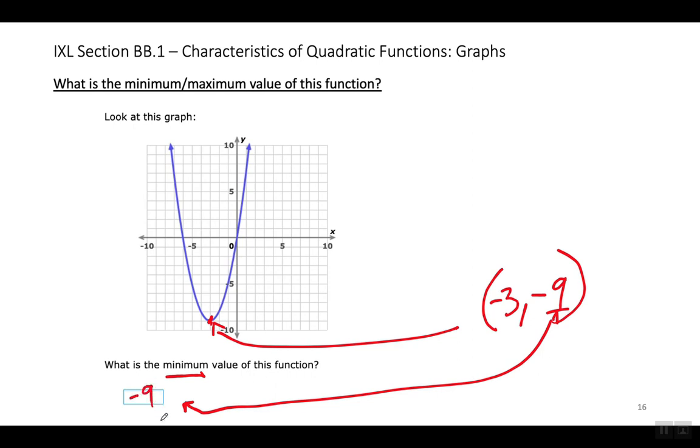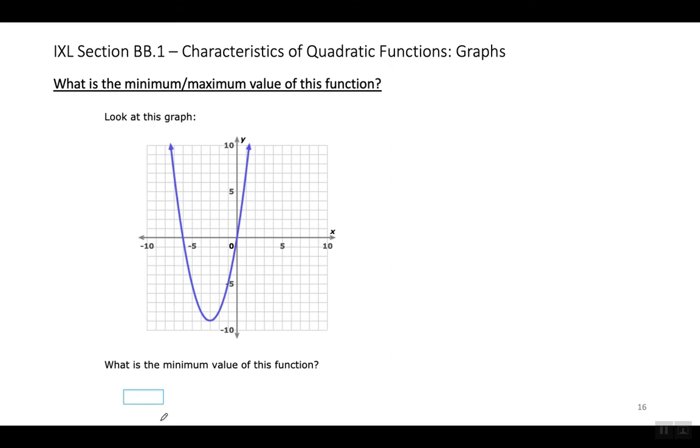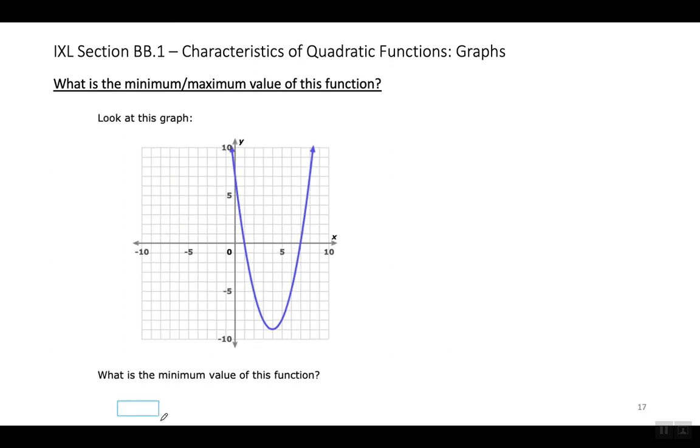Okay? It's always the y coordinate of the vertex. So in this case, the minimum value is -9. Okay? Again, the parabola opens up, so it has a minimum value. Just get the y-coordinate of the vertex. So the vertex is located at 4, -9. So the minimum value is -9.